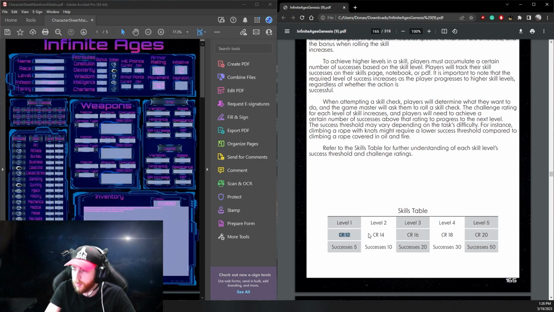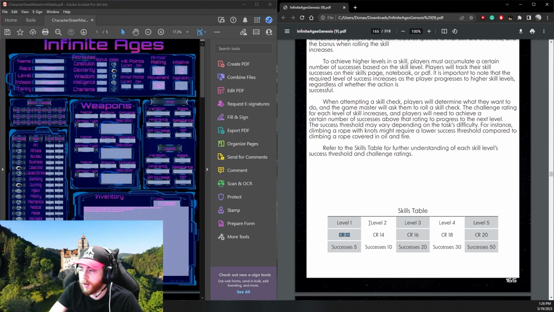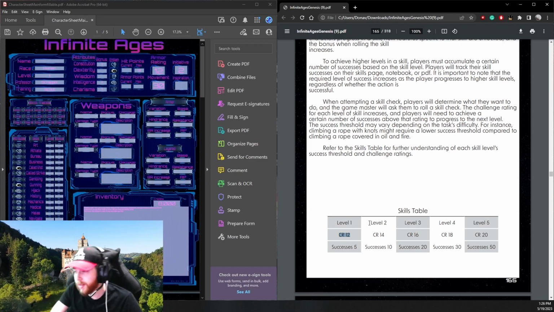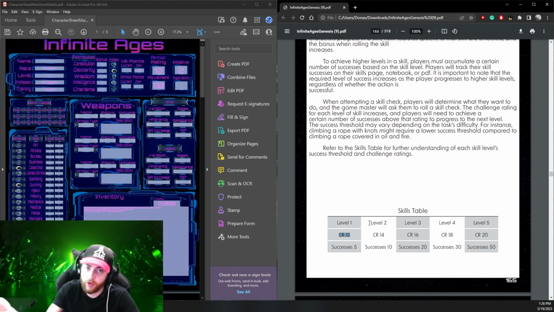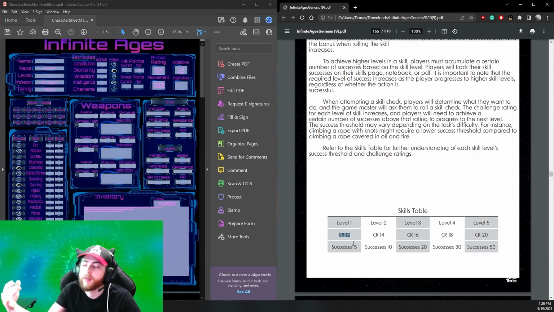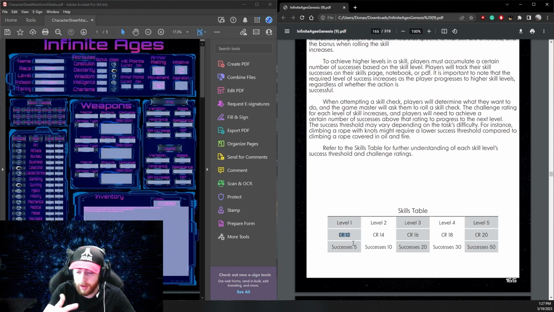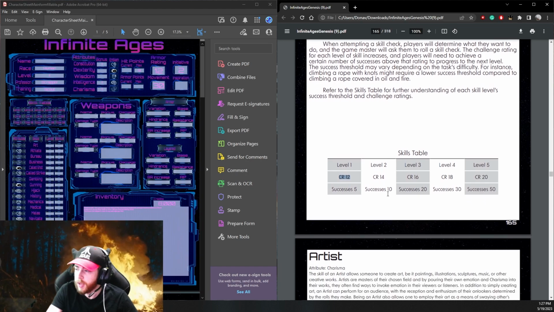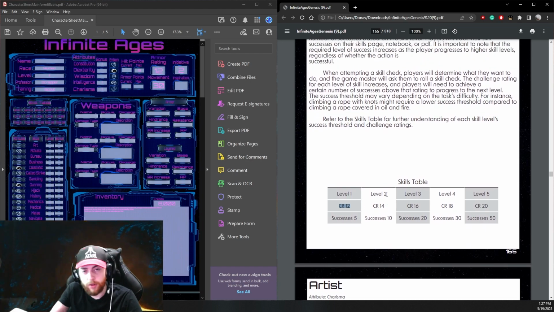Level 2 is going to be relatively simple, right? You have to be level 1 already, so your CR ups to 14, so every success now requires a 14, and you have to get 5 more successes, because these successes are going to stack. So you'll do 5, then 10, then 20, then 30, and when you get to 50, you're level 5, if that makes sense. The more skill levels you have, the higher level your character becomes.